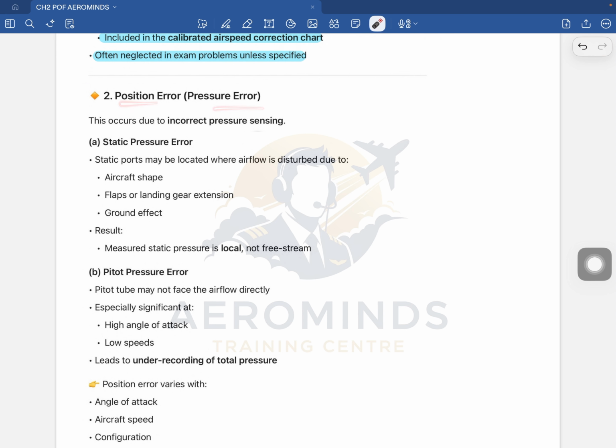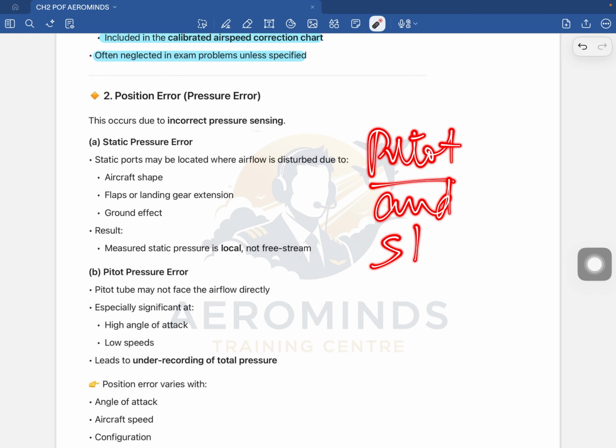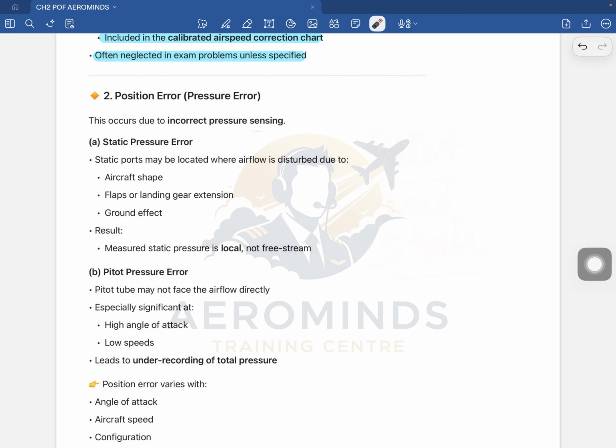Position or pressure error, both are the same. Now this is very important. The position error occurs because the pressure sensed by the pitot and the static is not exactly the same as the free stream pressure. Now first let us talk about the static pressure error. We'll talk about this first.